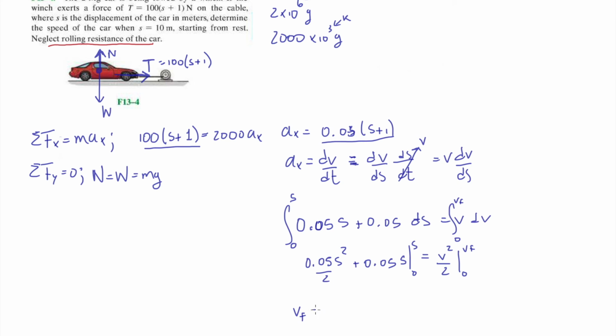Then our final equation will look like this. Our final velocity is going to be the square root of 0.05 s squared plus 0.1 s, and you're evaluating vf at s equals 10 meters, and that'll give you 2.45 meters per second. And that is it.